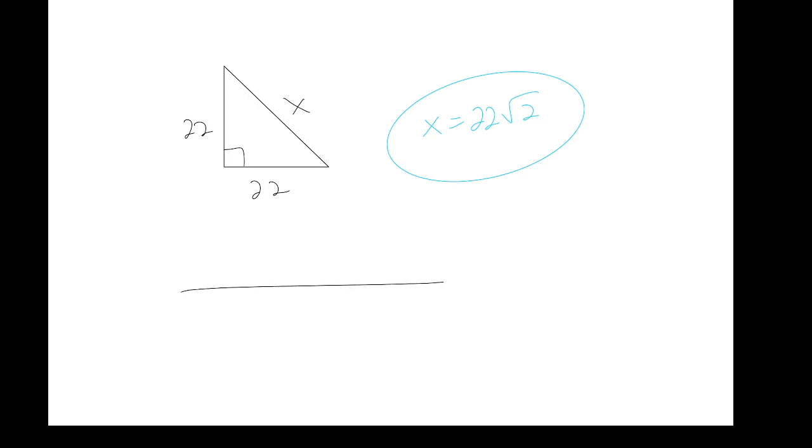Let's continue on. I have, again, two legs that are the same. I know it because they're both marked by the same variable. The hypotenuse is 10 rad 2. Now, what is x going to be?